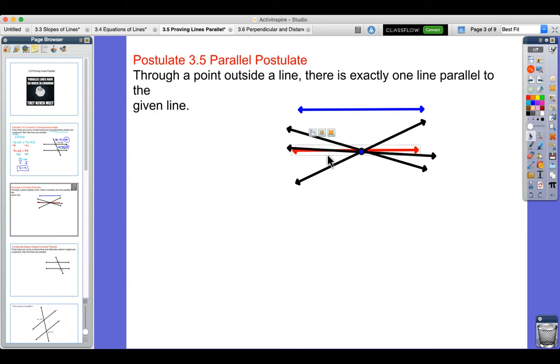Let's take this and move it. Oh, look at that. It goes right over it perfectly. There can only be one parallel line. Like I said, you can draw thousands and thousands of lines, but there's only one that will be parallel for sure.